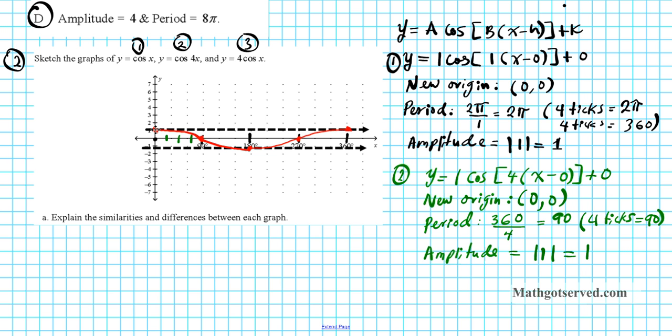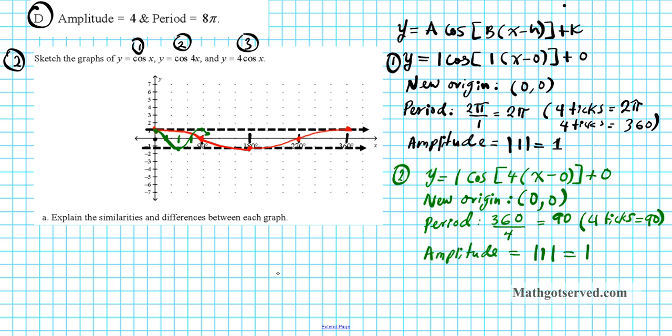Starting from the max, we have max, center, min, center, max as one complete period. We can see that it is much smaller than the other one. It has a much compressed period. So you graph it like that, and that pattern basically continues for the entire region. Alright, so that's our second function right there, function number 2.